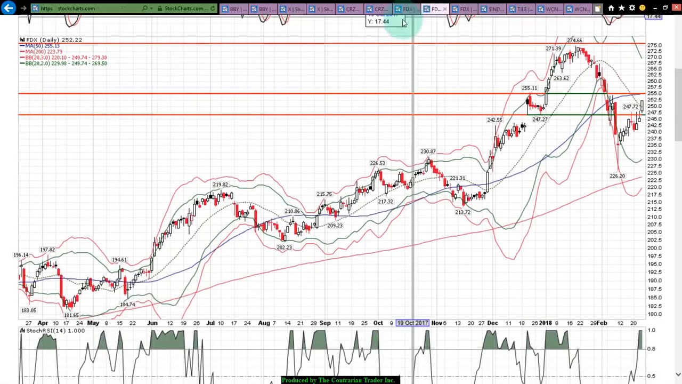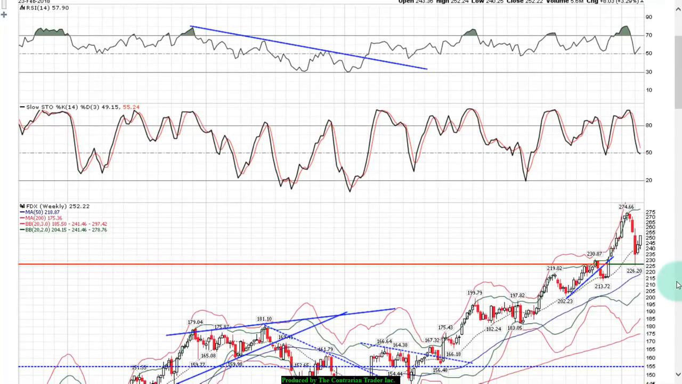Now, I think that FedEx, in all probability, I'm visualizing it. I think we're going to pull back and retest the 226.20 level. That's my personal opinion. So would I buy it? Me personally, no. But there is a trade to be had here. I've laid it out on the daily chart.